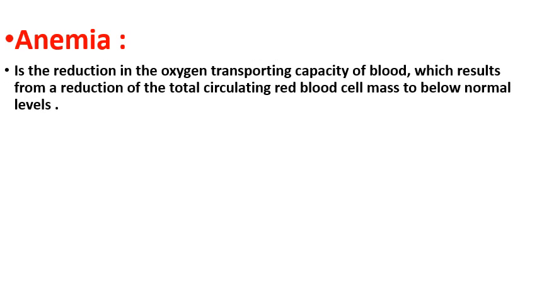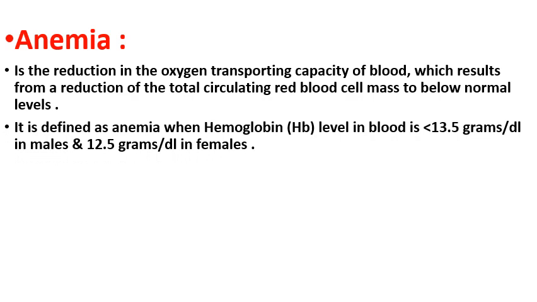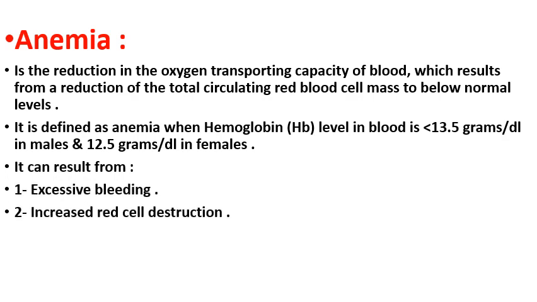Now we are discussing anemia. What is anemia? Anemia is a reduction in the oxygen transporting capacity of the blood. That means the oxygen transporting capacity of the blood is reduced, which will lead to a reduction of the total circulating red blood cell mass to below normal level. Hemoglobin normally is above 13.5 gram per deciliter in the male and 12.5 gram per deciliter in the female. The anemia can result from excessive bleeding, increased red blood cell destruction, or decrease in red blood cell production.